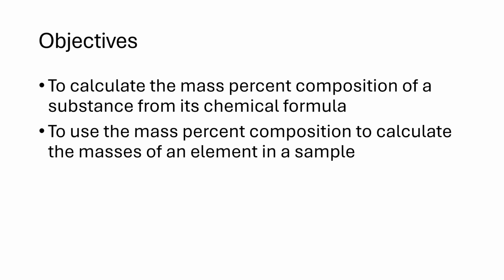Our last big topic here is going to be mass percent composition. And our objectives here are to calculate the mass percent from a substance's chemical formula, and then if we know the mass percent composition, to figure out how much of a sample is a particular element. Like if we know that 25% of our sample is silicon, how many grams of silicon does that equate to?